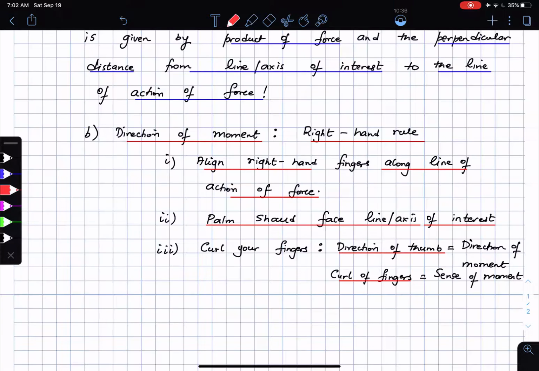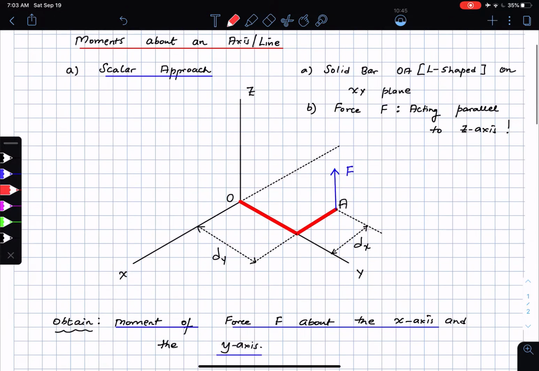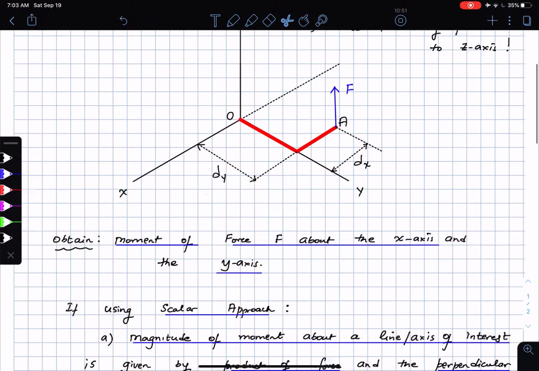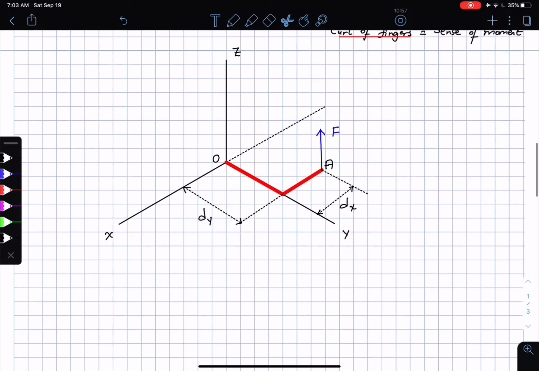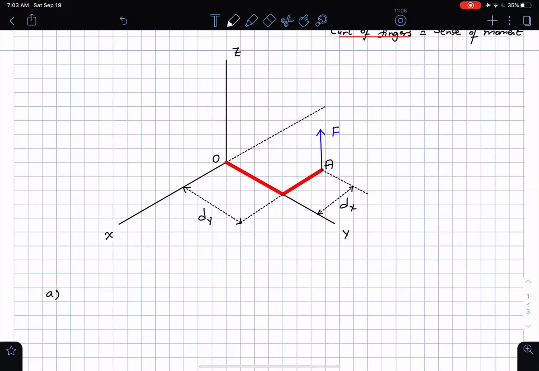So making use of the magnitude and the direction, how do we find the moments? Let me go back and take a look at the problem that we have. I'm going to take this and bring it down to the next page. Now let me say moment, by making use of the scalar approach. So moment about the x-axis due to the force F.